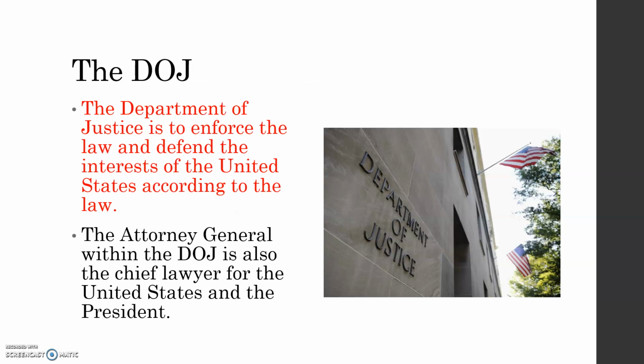Now, the last department that we're going to talk about in explicit detail is the DOJ, the Department of Justice. They're pretty much the lawyers of the executive branch. They're here to enforce the law as well as defend the interests of the United States when it comes to the law. And the Attorney General is the one who is in charge of all of it.